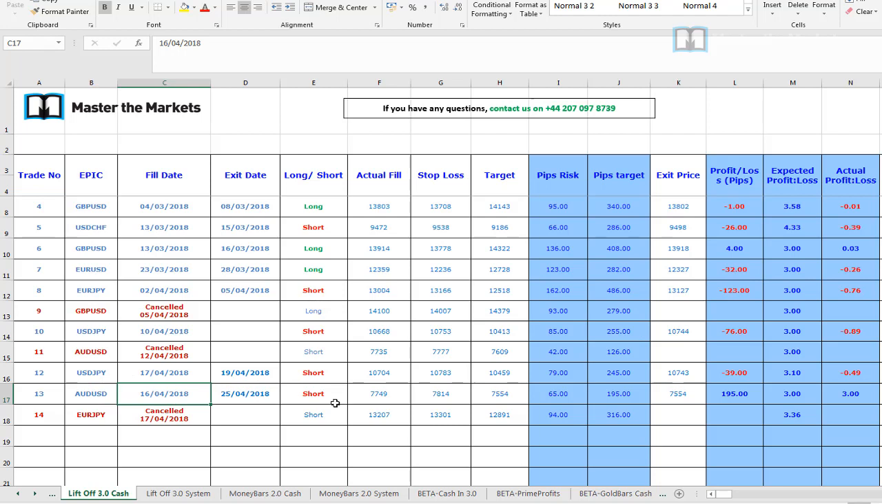This Aussie dollar trade, take a look at this. This was an interesting trade. We entered the market short on the 16th at 7749. So short, we're selling the market. We're expecting the market to drop away. So 7749, we sold the market.